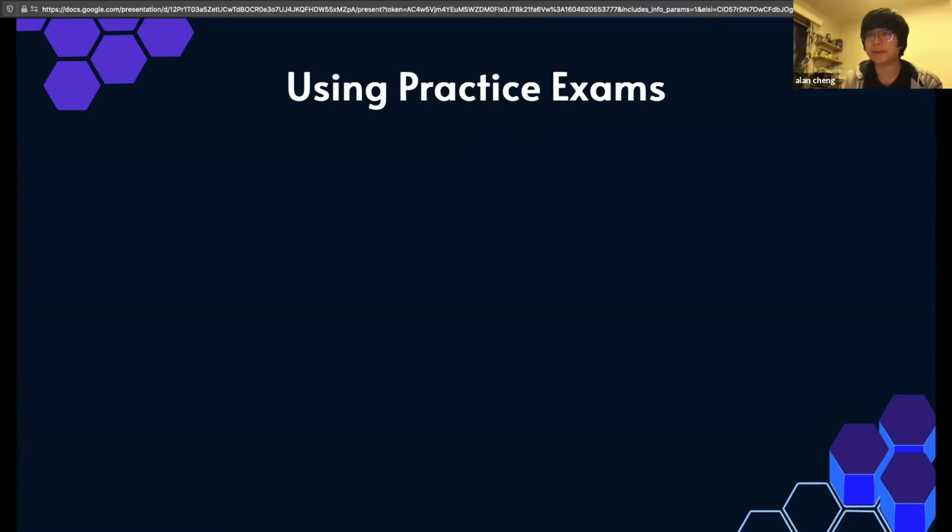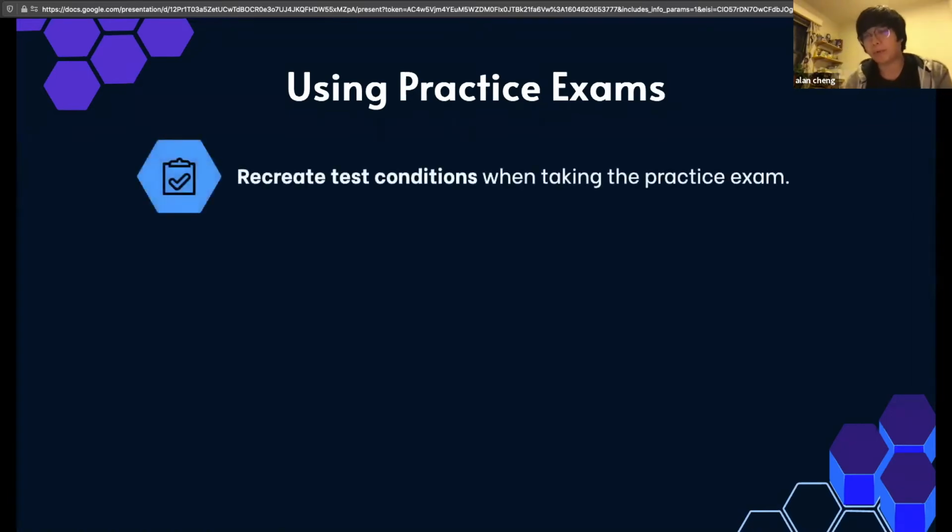Okay, so on the topic of how we best use a practice exam if you have access to one, one thing I would recommend is to recreate the test conditions when taking the practice exam. In a normal scenario, this would be: clean off your desk, get your test ready, put a timer on and work through the test on your own. In a remote setting, that will be different depending on the format of the exam, but the general tips still apply.